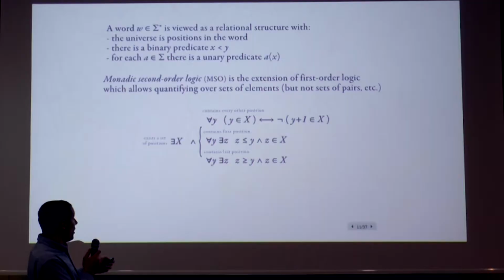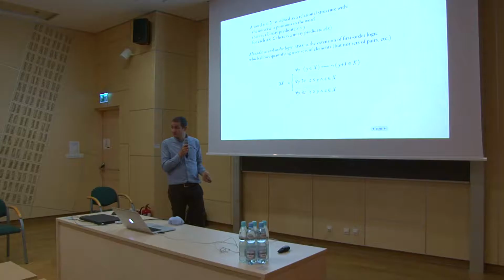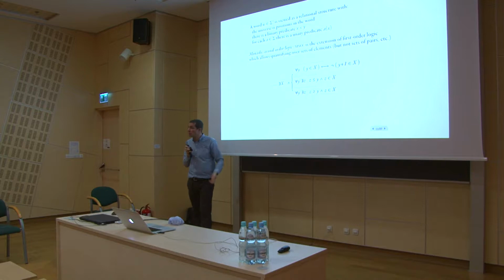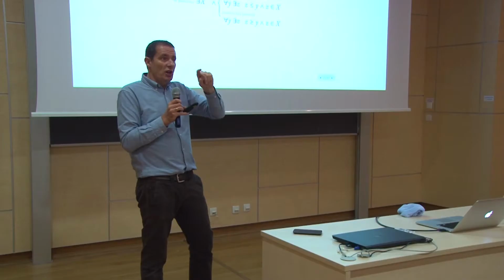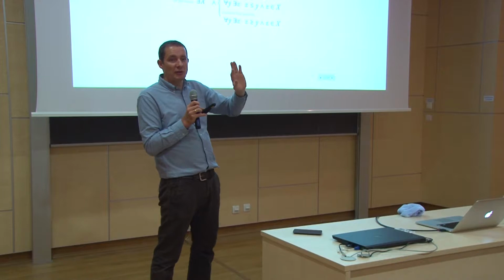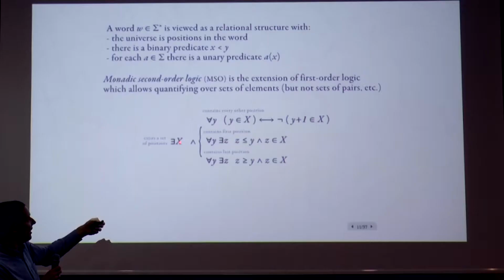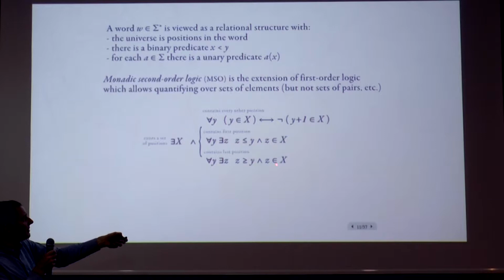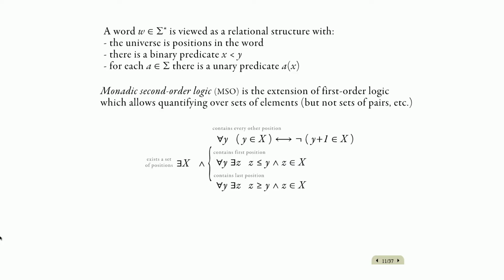My example is supposed to say that the word has even length. When does a word have even length? And this was already mentioned again in the lecture of Moshe. A word has even length if there exists a set of positions such that it contains every other position. So for every position, if it's in the set, then the next one is not. And if it is not in the set, then the next one is. And then it contains the first but not the last, and something like this. I hope I have written it right. So this is: there exists a set of positions which contains every second position, contains the first one, and contains the last one. So this means it's of odd length, okay?